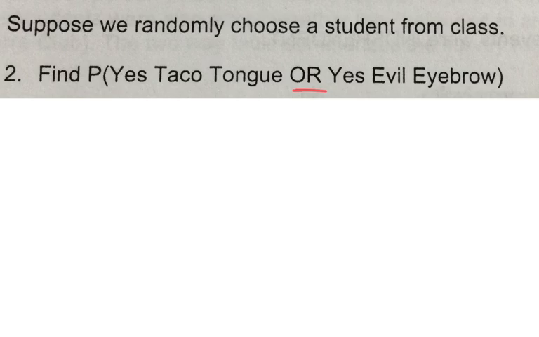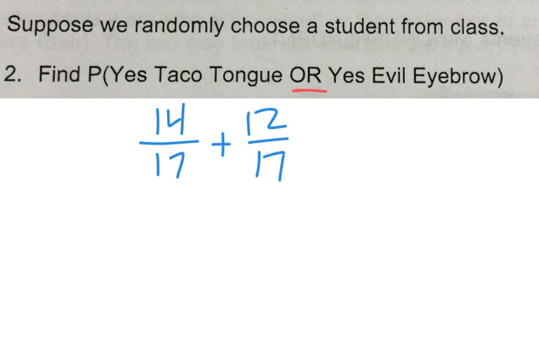So what's the probability that they said yes, they could taco tongue? There would be 14 out of 17, right? 14 people said yes, they could taco tongue out of the 17. Or means I'm going to add the probability of yes, evil eyebrow. So yes, evil eyebrow is here. It is 12 out of 17. But now then, what did we just go over? Because this is an or statement, we have to subtract the overlap. So who are the people that said yes to both? Yes to taco tongue and yes to evil eyebrow.